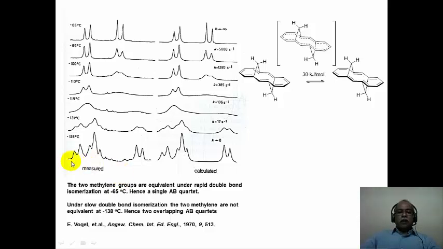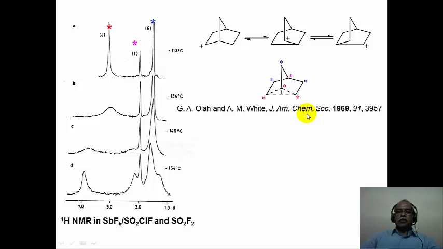But if you look carefully, there is one limb of the AB quartet here, the other limb is here, and one limb of the other AB quartet is here, the other one is over here. So there are two pairs of AB quartets which are merging and overlapping with respect to each other in this particular spectrum. And the activation barrier for the isomerization of the double bonds in this particular system is very low. It is about 30 kilojoules per mole.